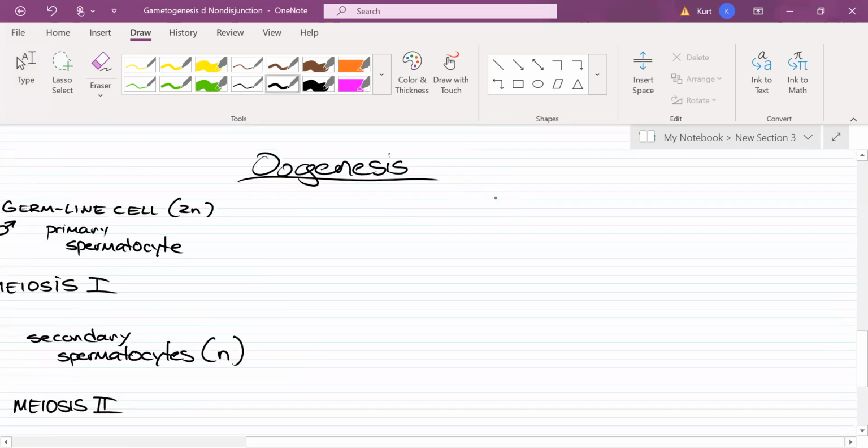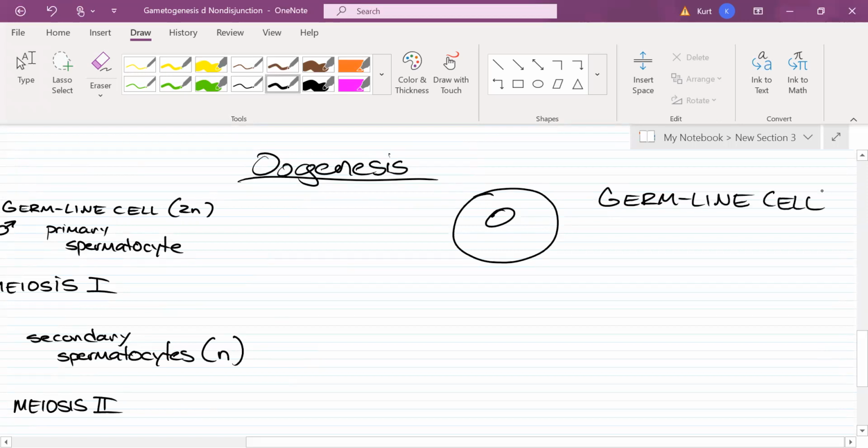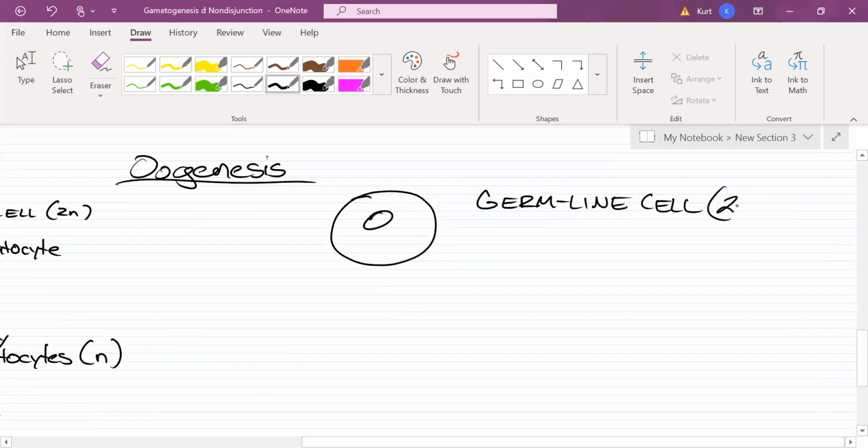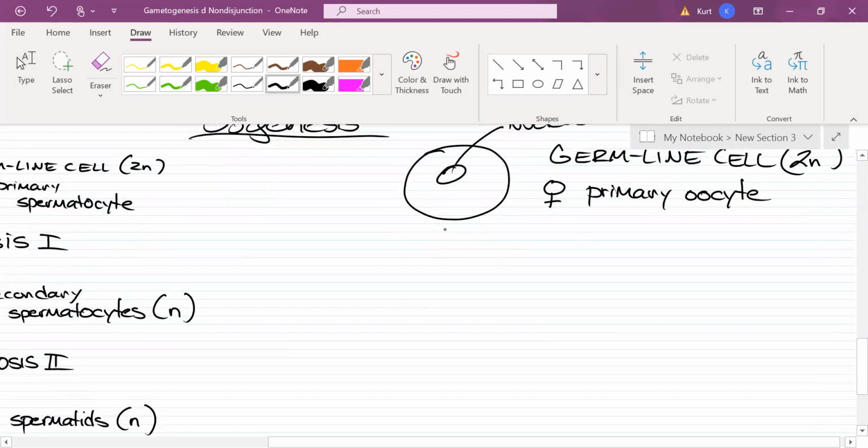It does start off the same. You have a germline cell. This germline cell is diploid, and because this is a female, it is called a primary oocyte. So we're all clear, this structure here is the nucleus. Keep an eye on that.